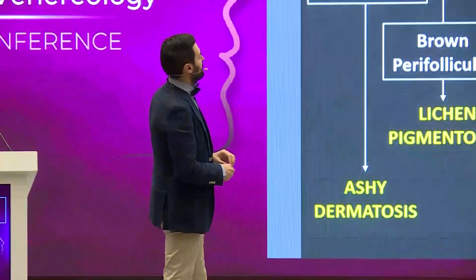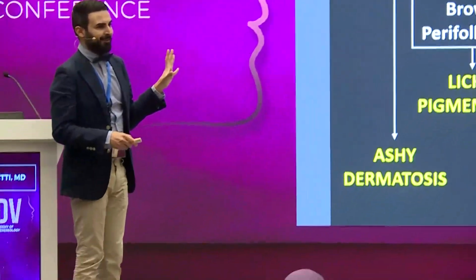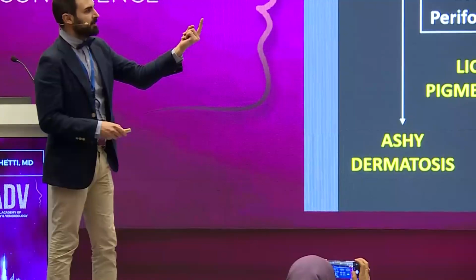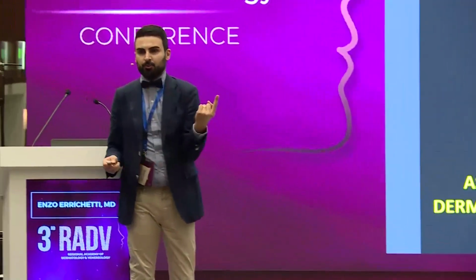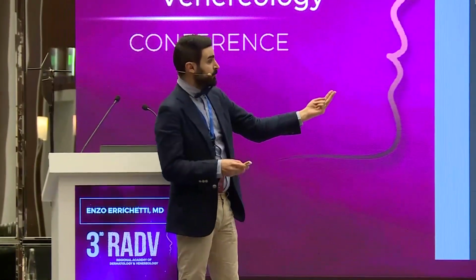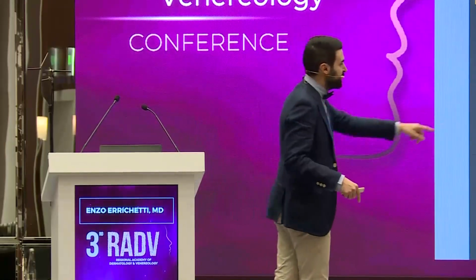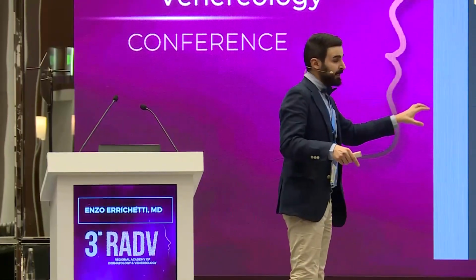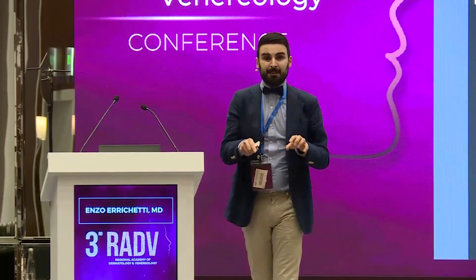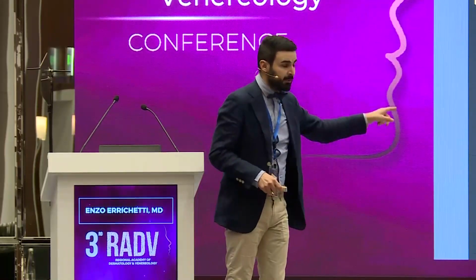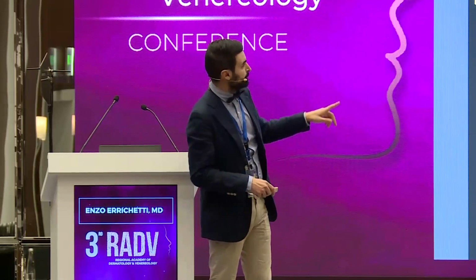Okay, this is the summary. Circles and semicircles, just one diagnosis, exogenous ochronosis. Pseudo-network, melasma or nevus of Ota. In nevus of Ota, we have eccrine ostia pigmentation. And then the dots. Intrafollicular is typical for Riehl melanosis. On the other hand, perifollicular distribution is typical for ashy dermatosis and lichen pigmentosus. The color makes the difference.